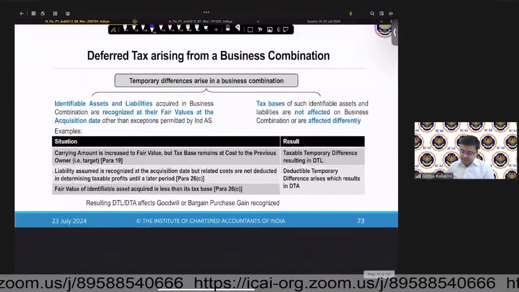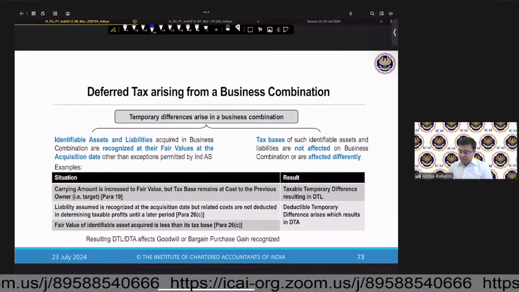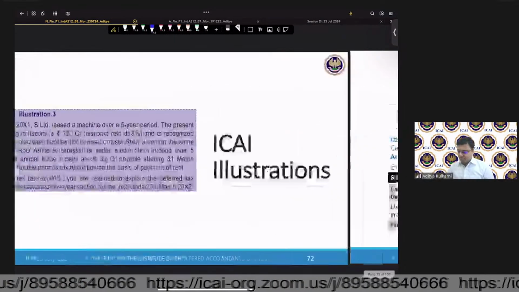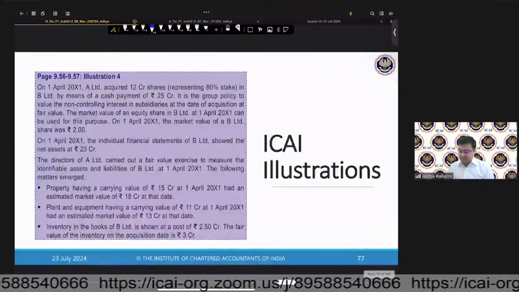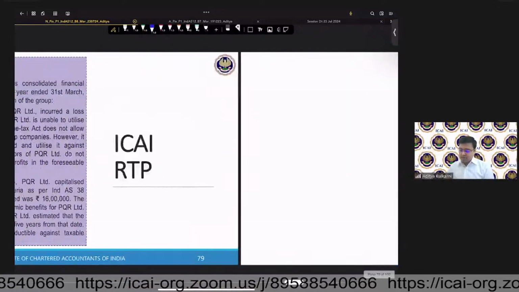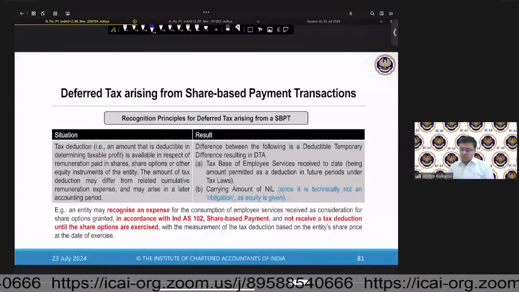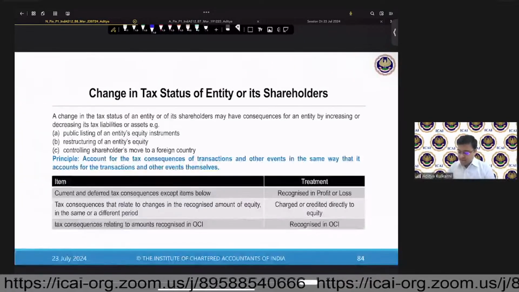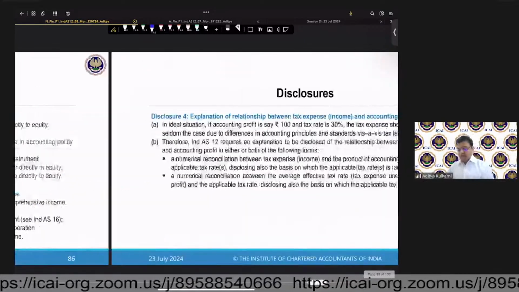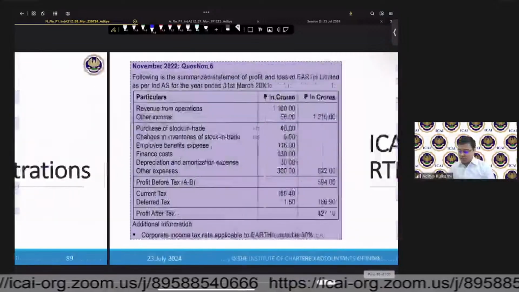All right, next. Deferred tax arising from business combination. This we can see later, maybe in the next class. Two, three special transactions are left: business combination, share-based payments. That's it. Coming to disclosures and some questions.